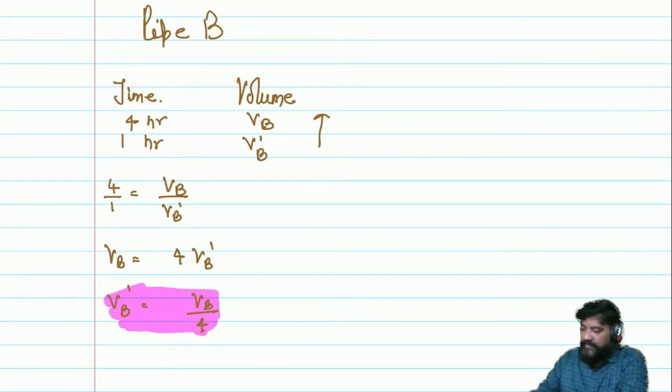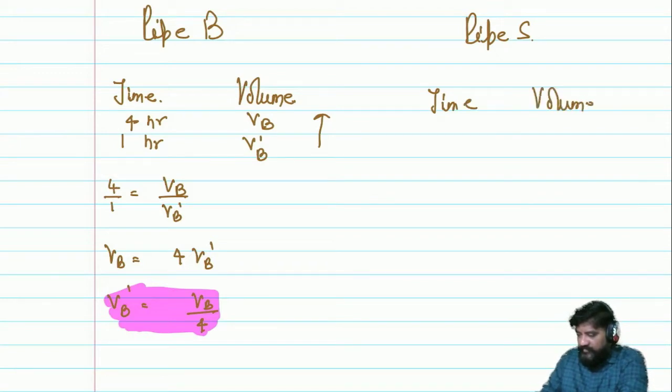So for pipe S, we have the time and the volume. Let's say for 9 hours for which the pipe is running, it is filling Vs amount of water. I want to identify how much amount of water it is filling for 1 hour. Let me call it as Vs1.